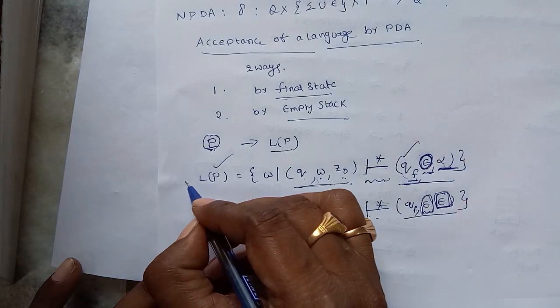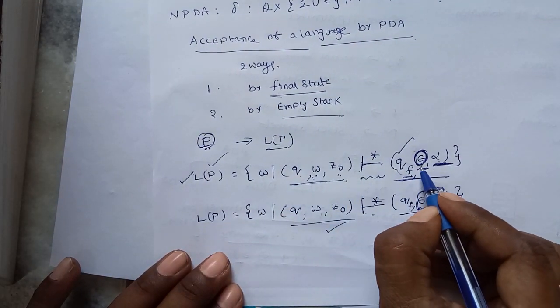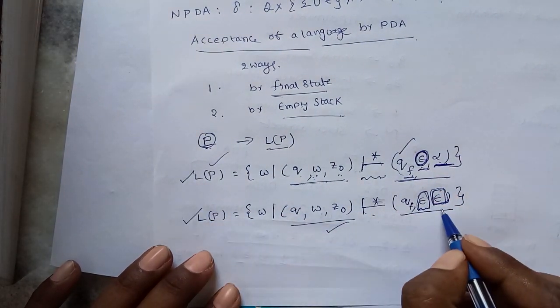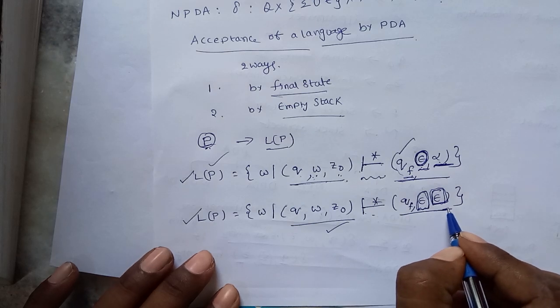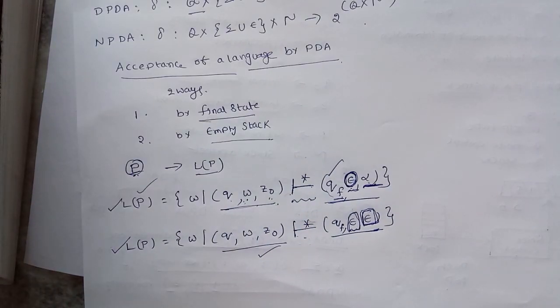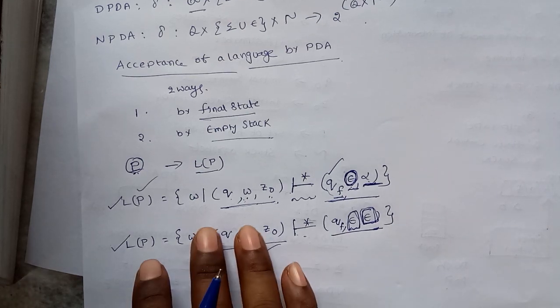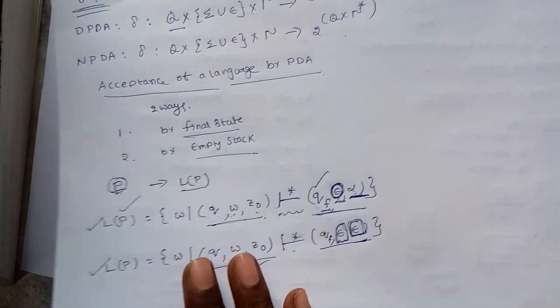Here, this first one is called acceptance by final state. This second one is called acceptance by empty stack. Acceptance by final state or acceptance by empty stack. So in the examination you have to write any one. That is your wish. You have to write either acceptance by final state or acceptance by empty stack.